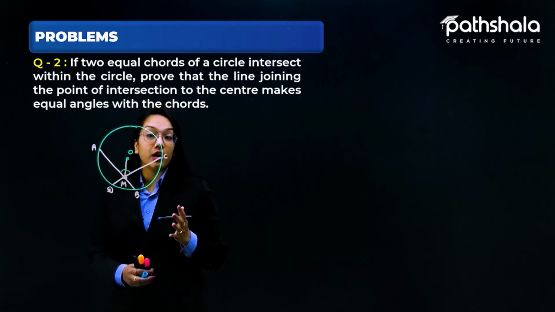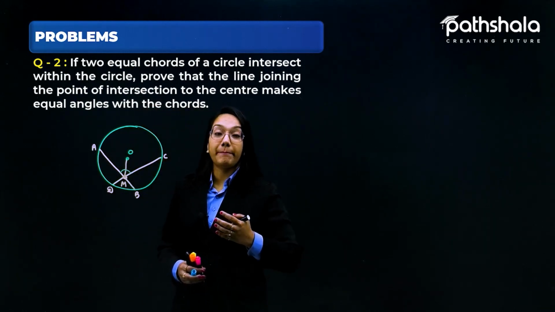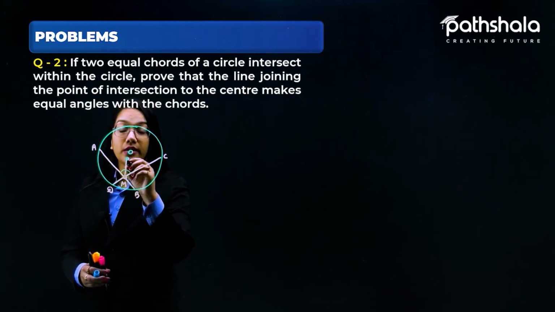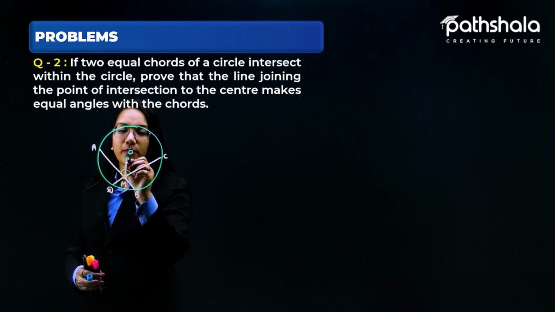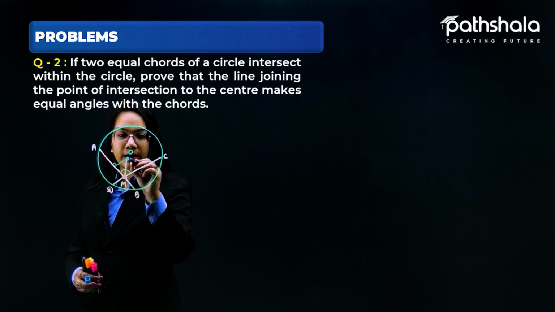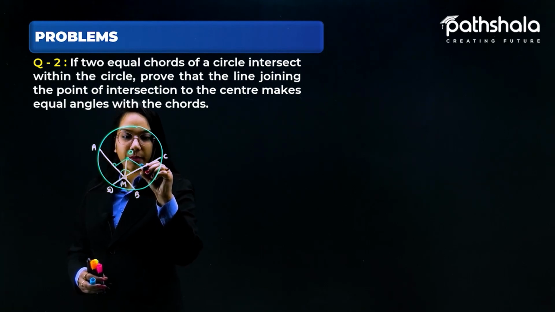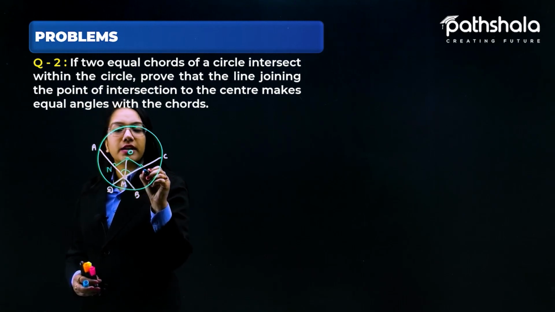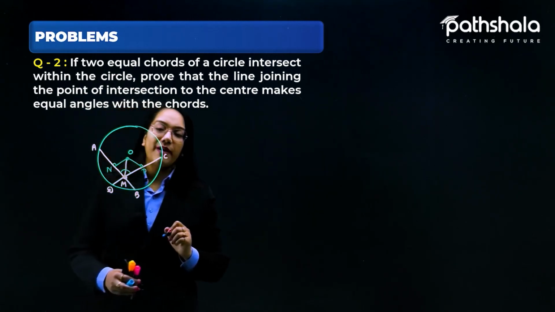So for that, again we have to draw the perpendiculars over here. Let us suppose I make the perpendiculars to the chord AB from the center. This is my first perpendicular, and I'm calling it N, and this is the second perpendicular, which I'm calling P.